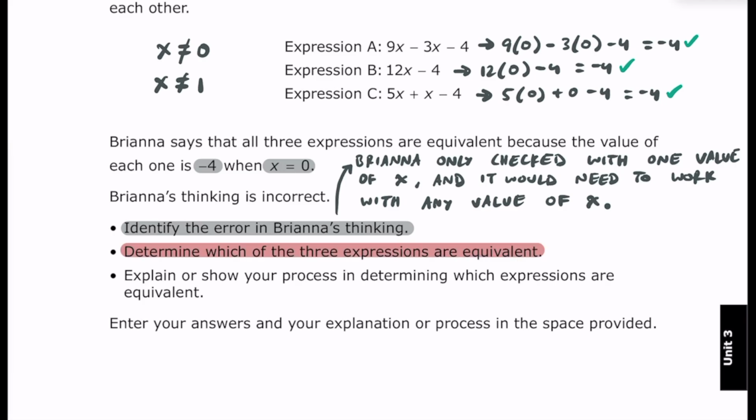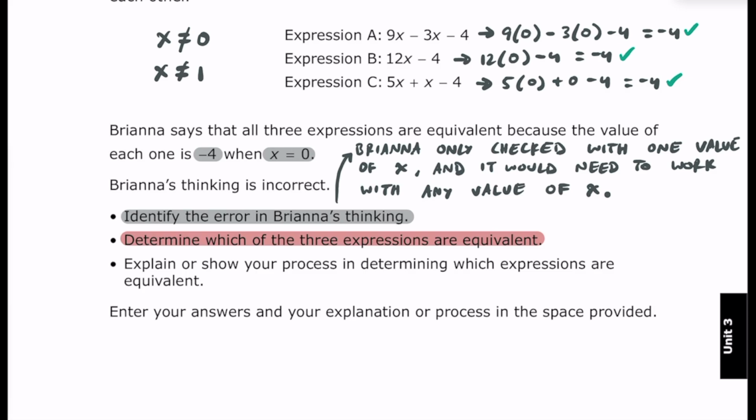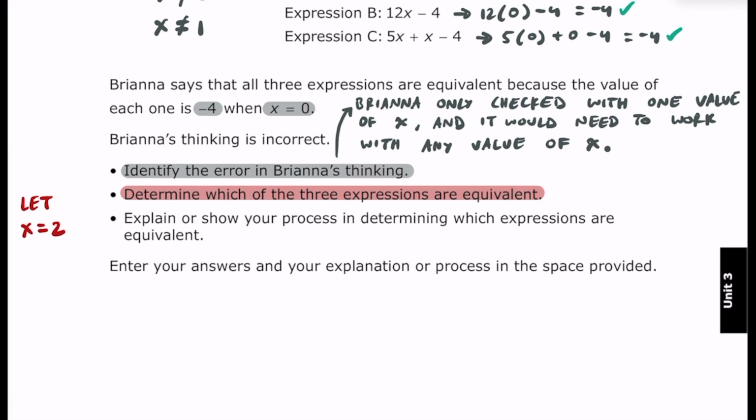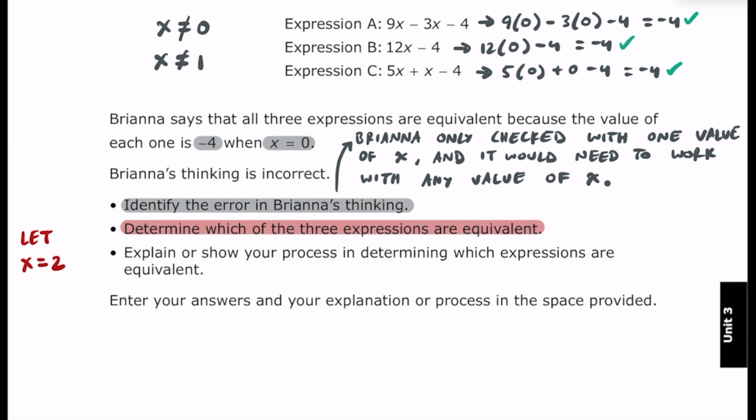For the second thing that they're asking us to do here, it says determine which of the 3 expressions are equivalent. And so something you could do here, I'll do it below, is maybe let's just say let x equal 2, right? That's a safe number to be using here. So if you look at expression A, it would be 9 times 2 minus 3 times 2 minus 4, which would be 18 minus 6 minus 4. That would end up being 8 here.